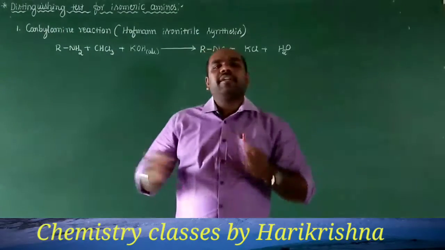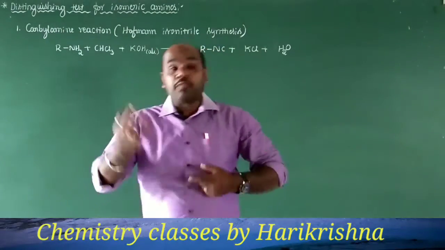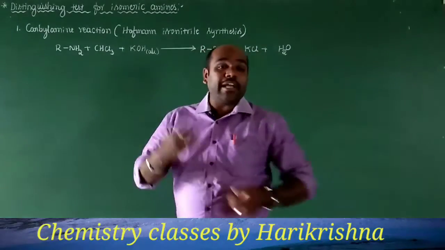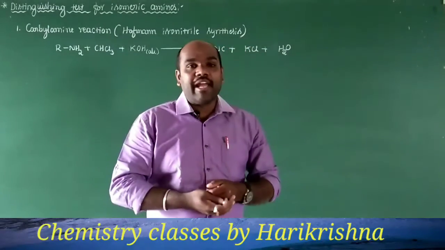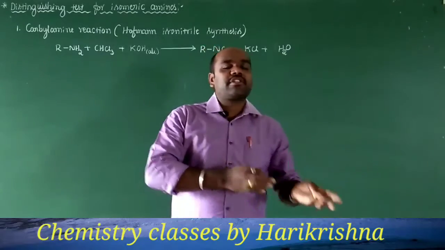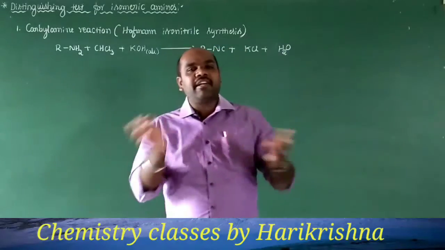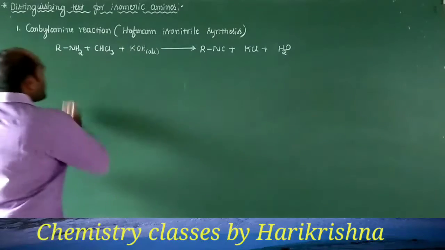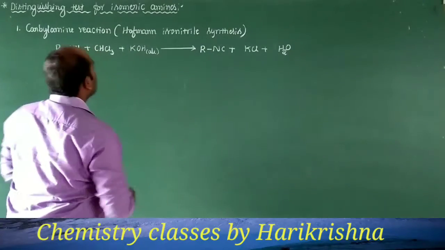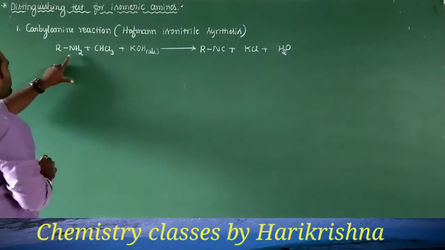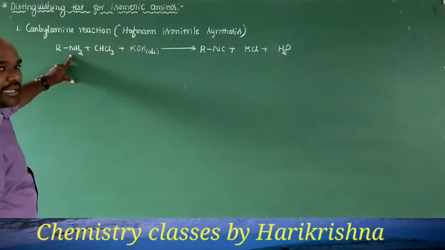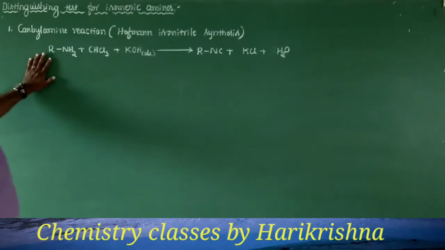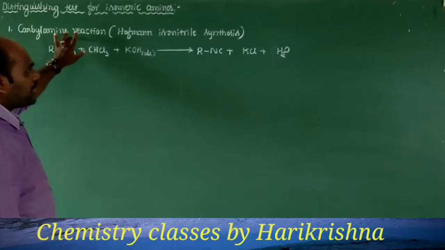Okay, so we have given a general reaction for the carbylamine reaction. Let us take one or two examples to explain it. We shall perform some reactions by considering both aliphatic as well as aromatic primary amines. Here I have given the general reaction for the carbylamine reaction for 1 mole of primary amine.